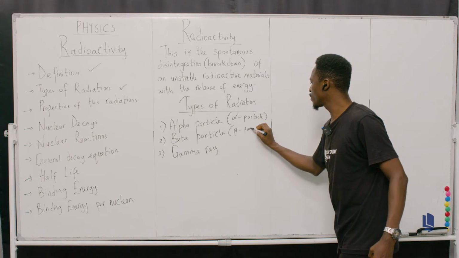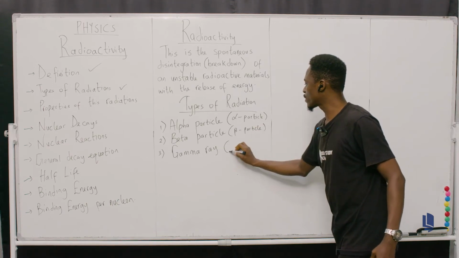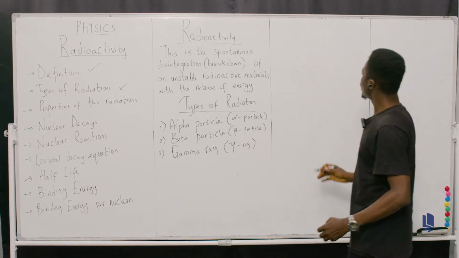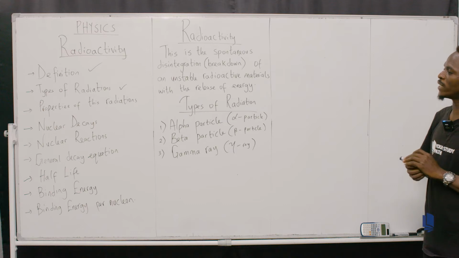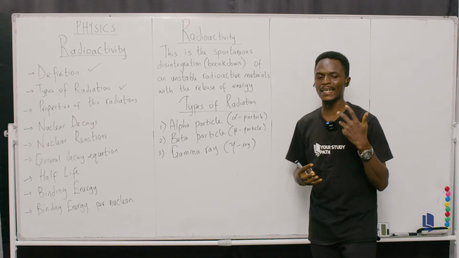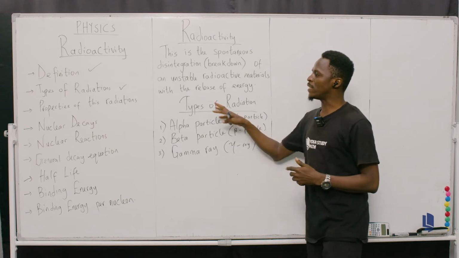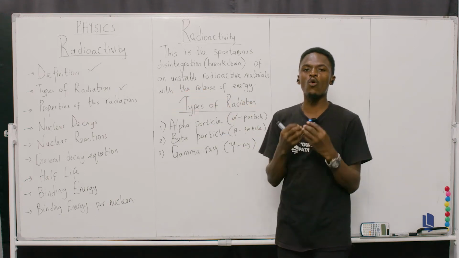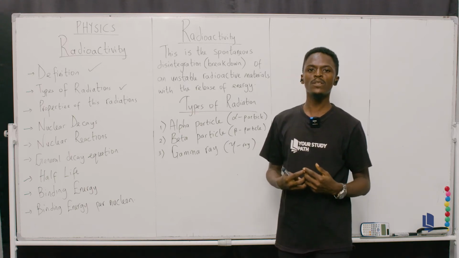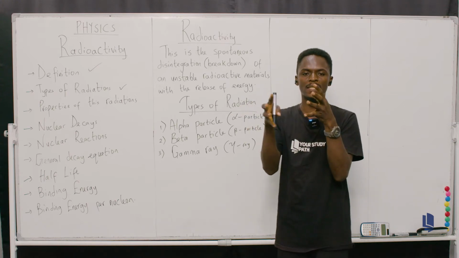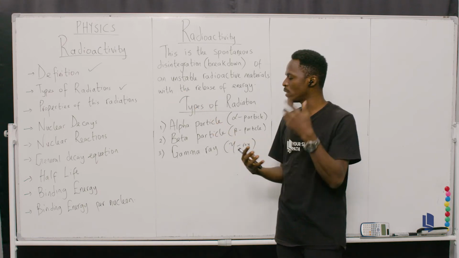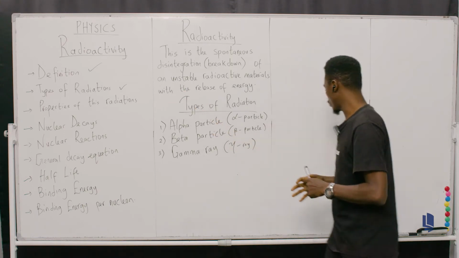Beta particle. Then the last one, gamma ray. These form the types of radiations which we can have. Having understood that we have alpha, beta, and gamma rays, the differences in terms of their properties is what sells as far as your UTME examination is concerned. They want to test your understanding about the various properties that each of these have, talking about alpha radiation, beta radiation, and gamma radiation. So let's look at them.